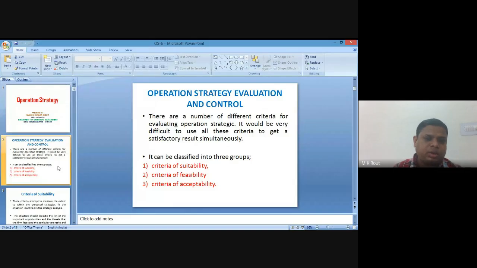Strategy evaluation and control is basically three groups of criteria: criteria for sustainability, criteria for feasibility, and criteria for acceptability.